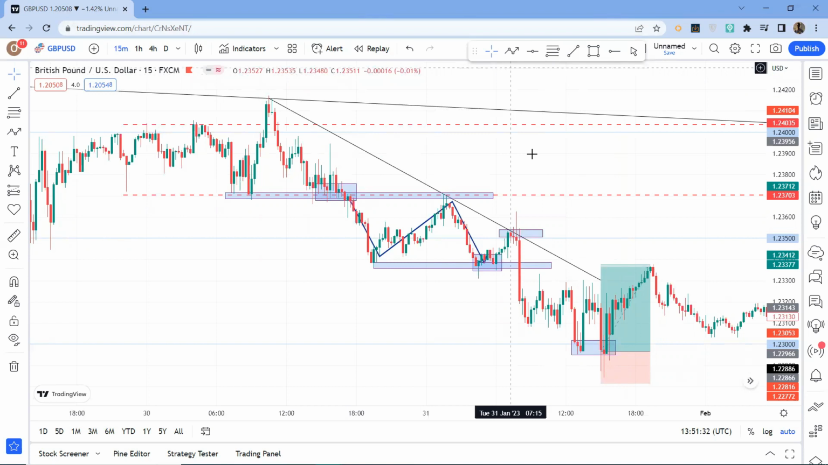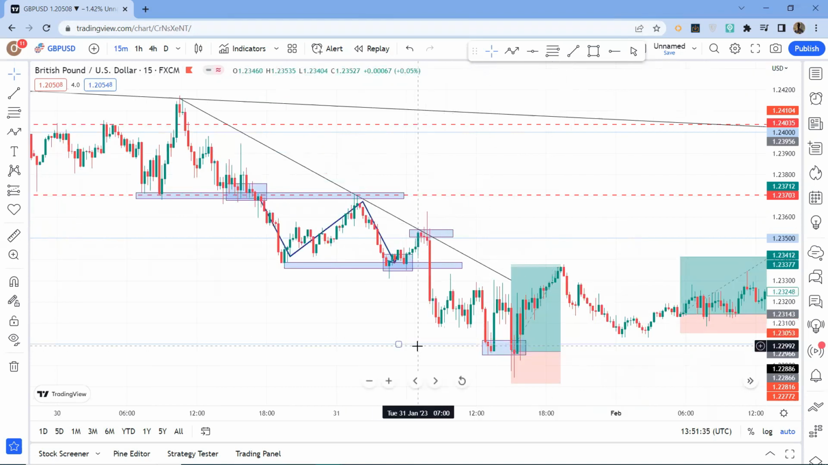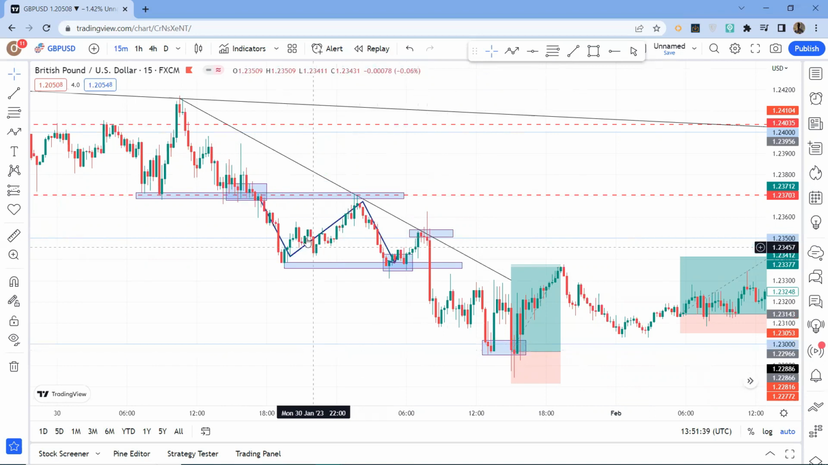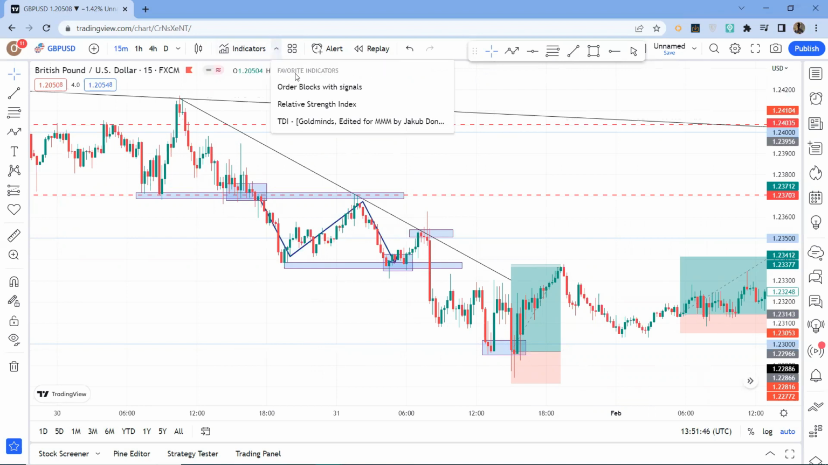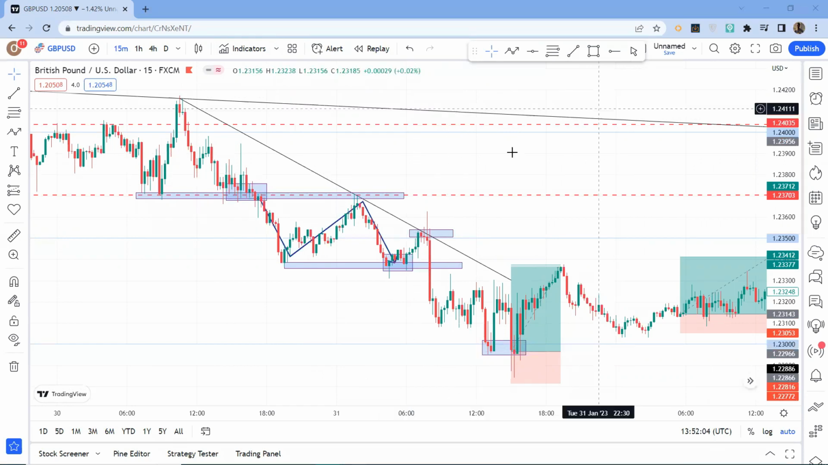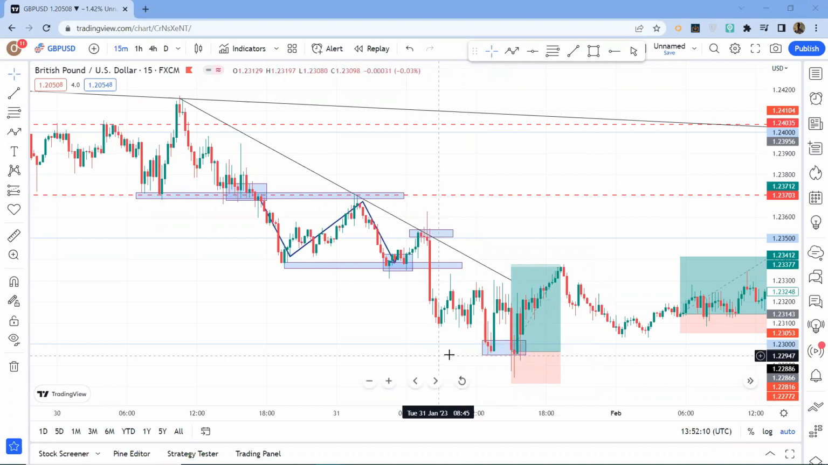So what happened? The market came and gave us an order block down here. I didn't study SMC or institutional trading, but I use an indicator called Order Blocks with signals. It helps me find order blocks in the chart on all time frames. I use order blocks as support and resistance. So this was an order block down there.